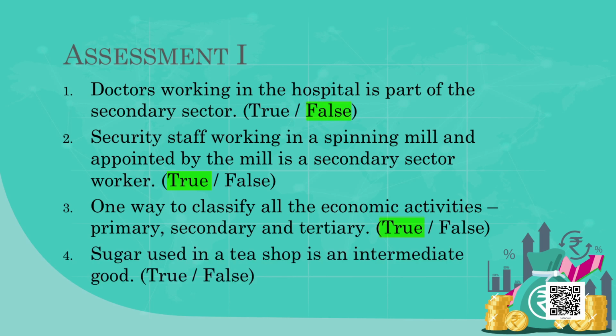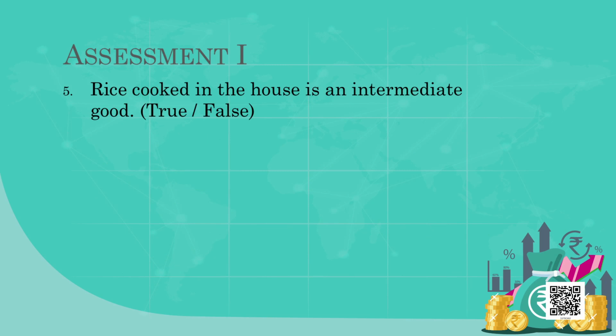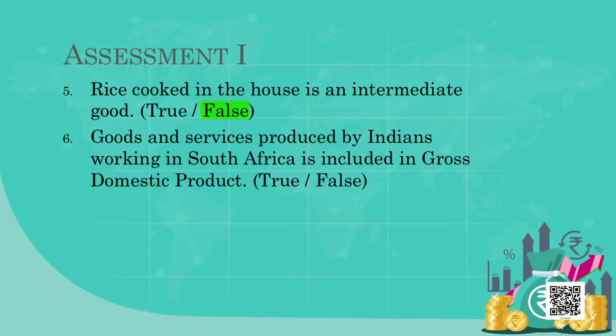Sugar used in a tea shop is an intermediate good. True. Very good. Rice cooked in the house is an intermediate good. True or false? False. Good. Goods and services produced by Indians working in South Africa is included in the gross domestic product. False. Good. Only those goods and services produced within the domestic territory are calculated for GDP. If it is produced in South Africa, it is not part of the GDP of India.